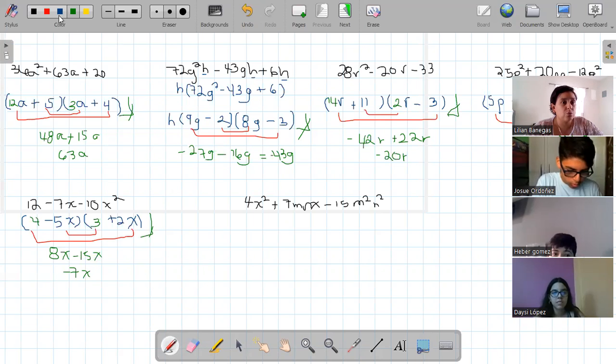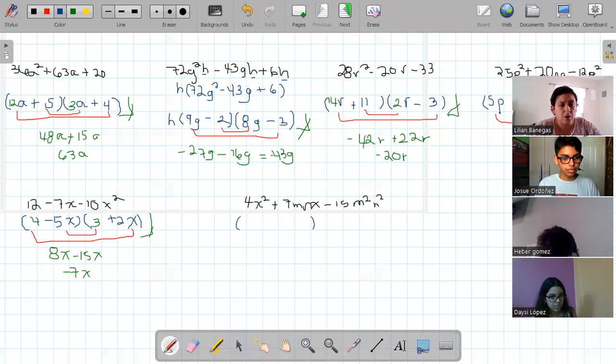Okay, last one. Again, is there any GCF between 4, 7, and 15? No. Only the first and the second term have the x, and only the second and the third one have the mn. So no GCF. I go ahead and open two parentheses. I'm gonna make them big because they have 3 variables.